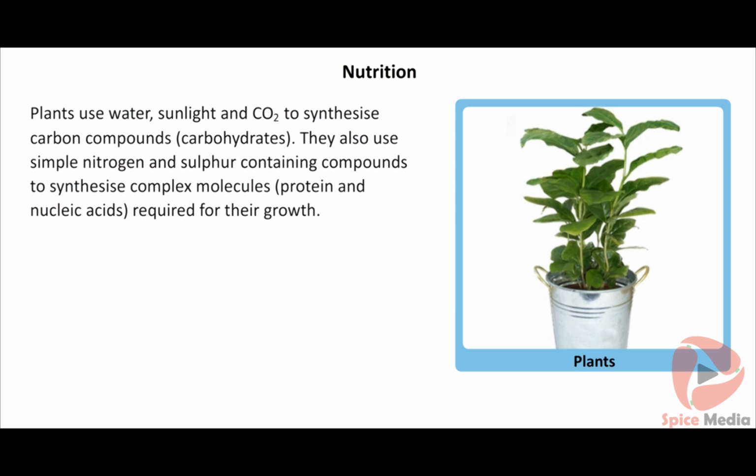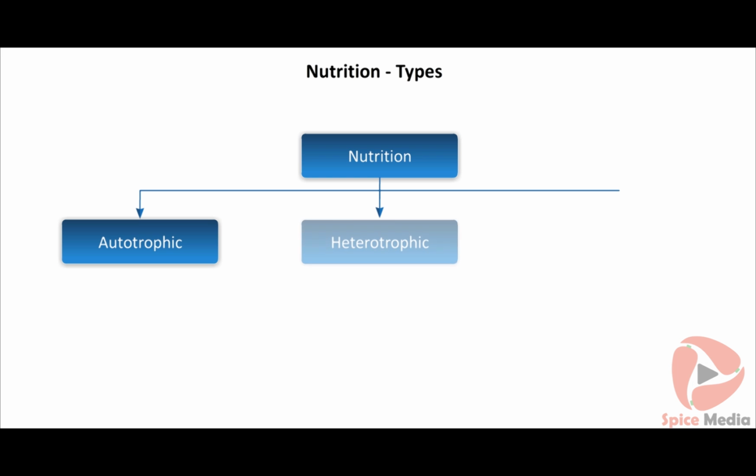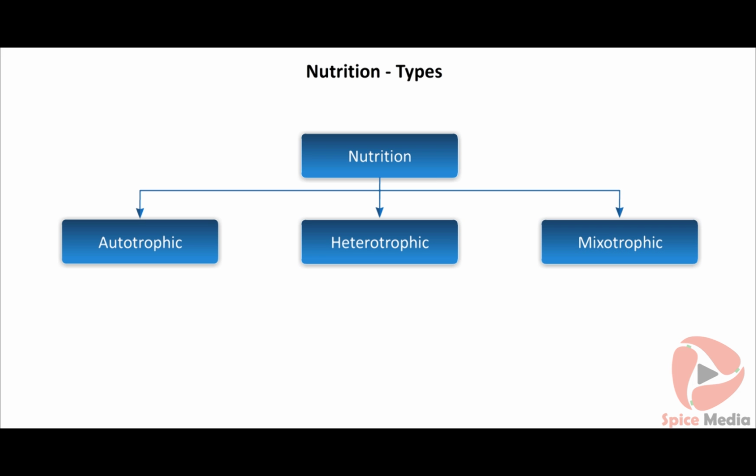Plants use water, sunlight, and carbon dioxide to synthesize carbon compounds like carbohydrates. They also use simple nitrogen and sulfur-containing compounds to synthesize complex molecules, like protein and nucleic acids, required for their growth. Nutrition types. Different organisms use different methods to obtain their nutrients, especially of carbon source. Autotrophic, heterotrophic, and mixotrophic nutrition are 3 modes by which organisms obtain their principal source of carbon.